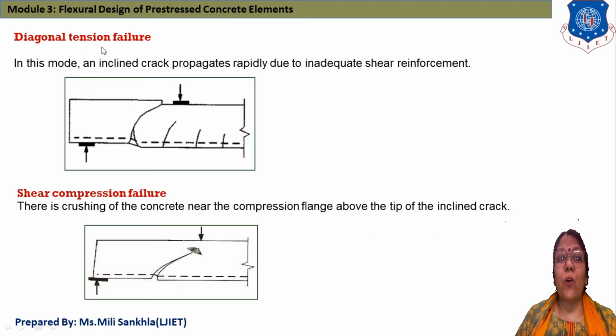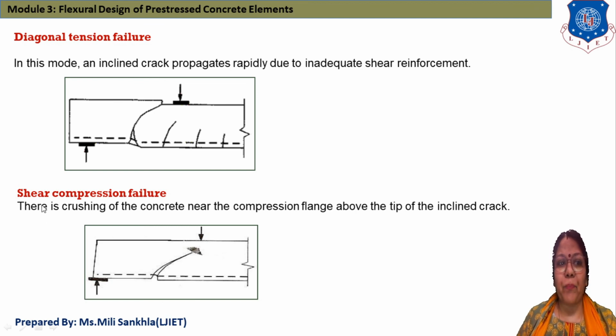First is diagonal tension failure. Here in this figure we can see that this is the support condition and here is the section. In this mode, an inclined crack propagates rapidly due to inadequate shear reinforcement. Simply, diagonal tension failure depends upon shear reinforcement, and this is the inclined crack. Diagonal tension, 1 mark MCQ: diagonal tension failure is due to inadequate shear reinforcement.